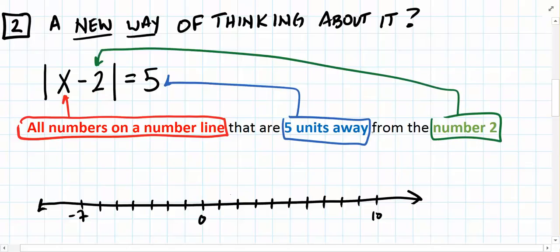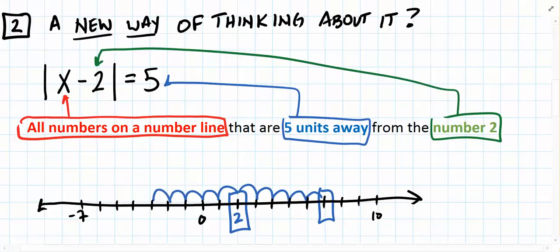All numbers on the number line 5 units away from the number 2. Well, here's the number 2. I'm going to put a little box around it. Now I'm going to go 5 units in both directions. 1, 2, 3, 4, 5. And go the other way. 1, 2, 3, 4, 5.